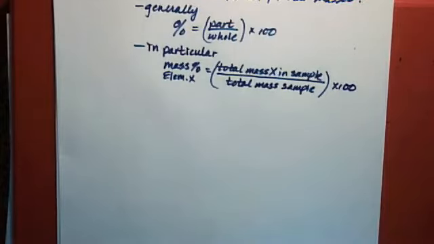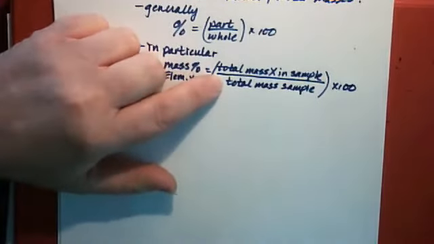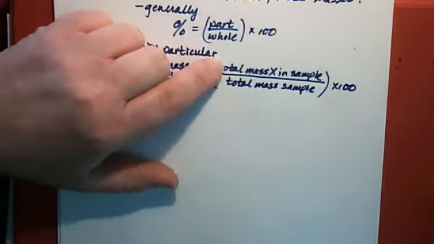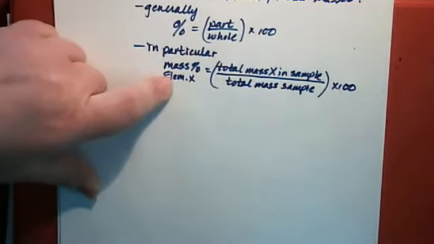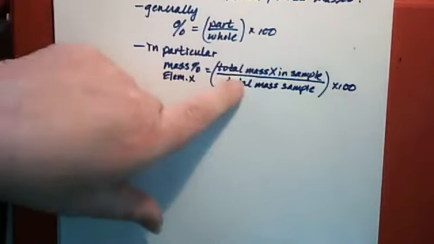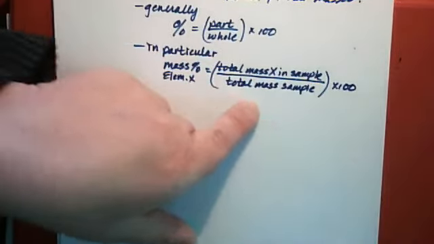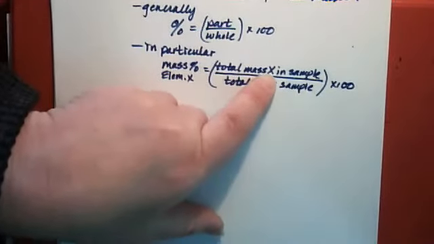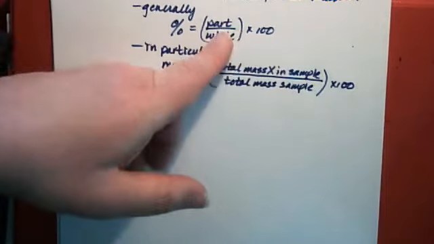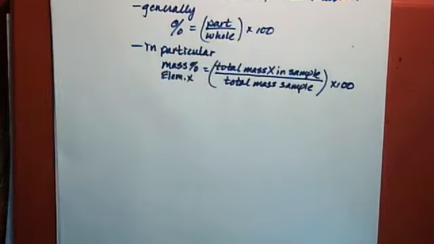Okay, and actually you could do this regardless of what amount of the compound you have. If you can find the total mass of that particular element in the compound, then you could find the mass percent of the element in the compound just by taking the total mass of that element in the sample divided by the total mass of the sample. So the total mass of the element X would be the part we're interested in, and the total mass of the sample would be the whole thing.